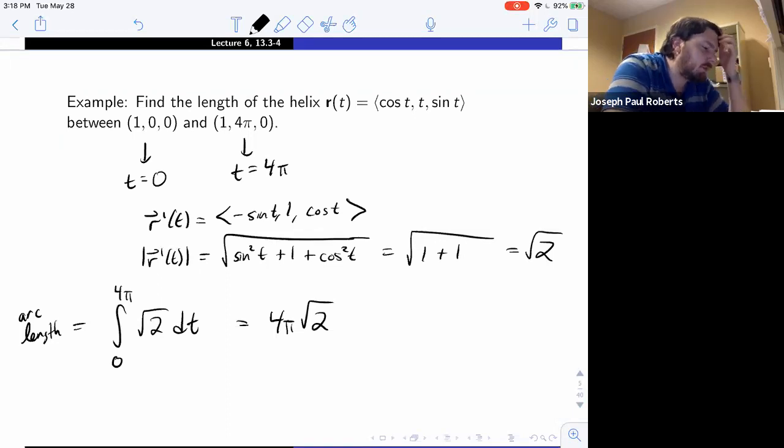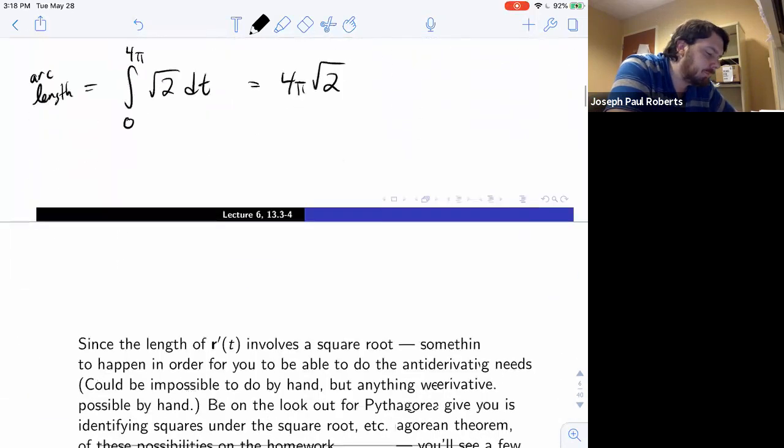You shouldn't expect all of the questions to be so straightforward once you get here. You might have something that depends on t. We got lucky in that this length of r prime was just square root of 2, no matter what t was. So be prepared for having to do a little bit more work on that antiderivative.